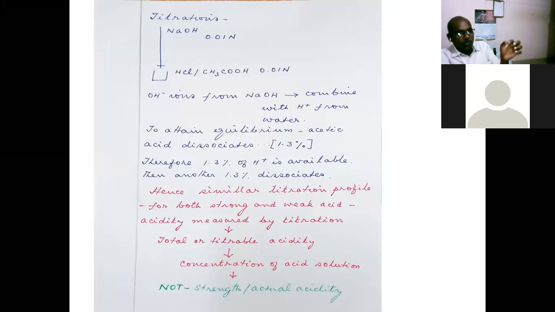So by titration, what you are finding out is the total acidity. It is also called titrable acidity, or it is also called concentration of the acid solution. But what you are finding out by titration is not the strength of the acid or the actual acidity of the acid. This point you should always remember. What we are finding out by titration is the total or titrable acidity. It is also called the concentration of the acid solution, but it is not the effective concentration of the acid solution, which is the strength of the acid solution.